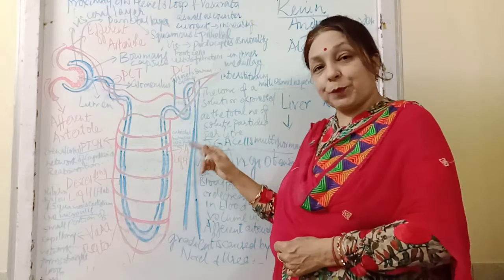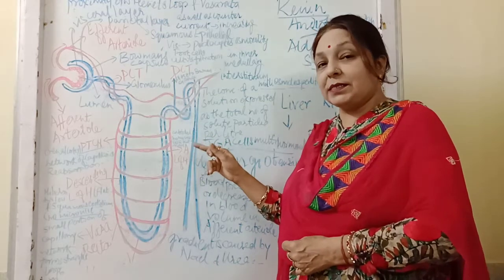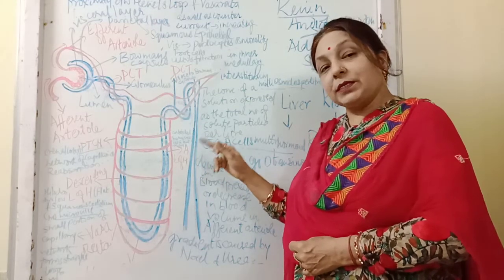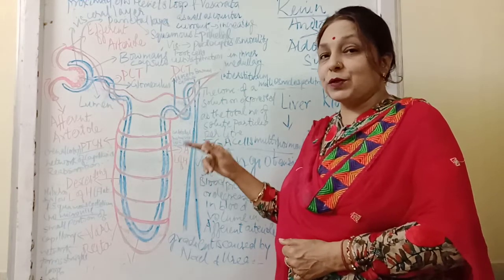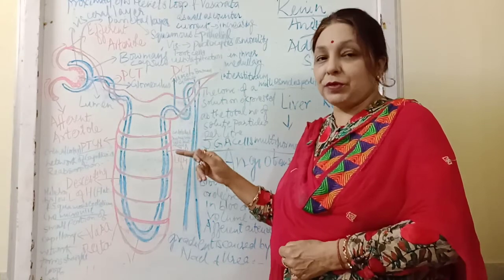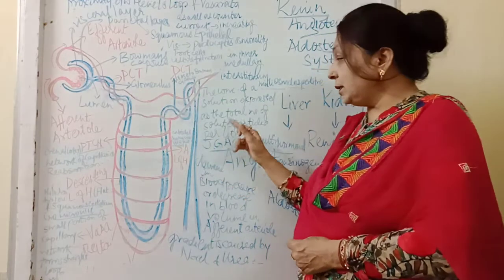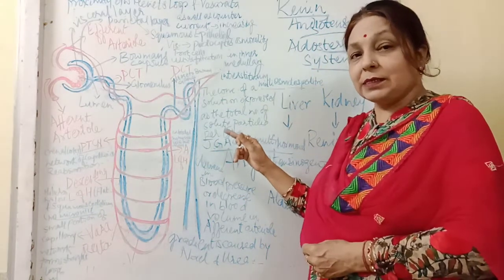ADH means vasopressin. Another name of ADH is vasopressin. It is released from the hypothalamus, actually from the posterior pituitary. And then another very important hormone, that is renin.